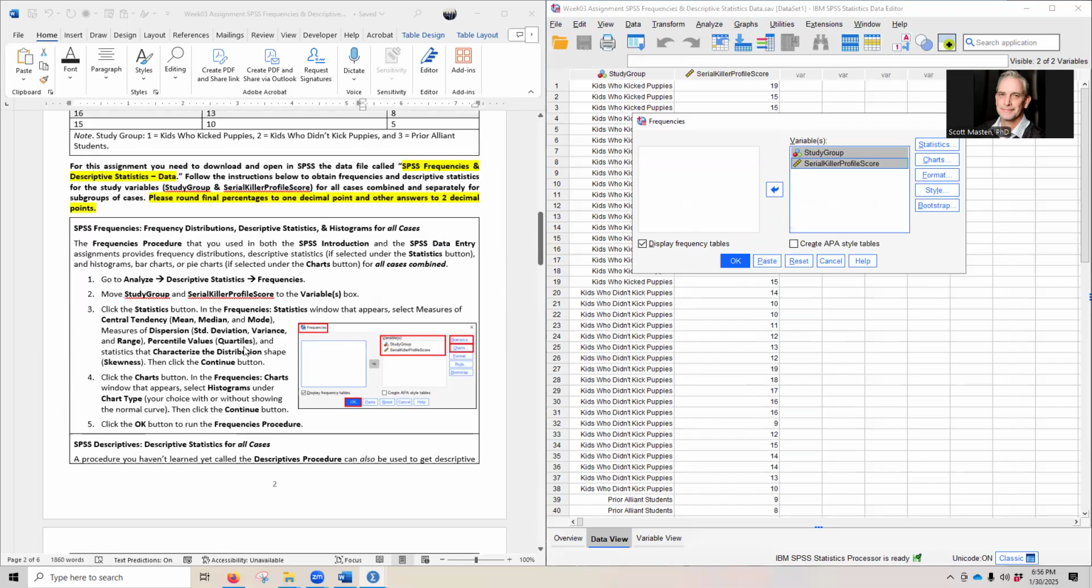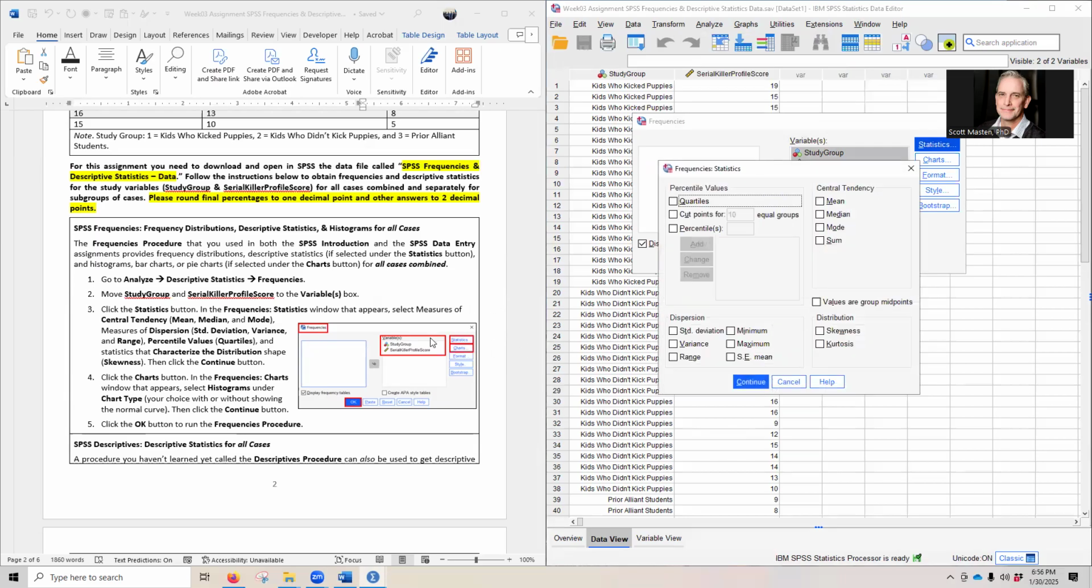And you can get all sorts of fancy stats in here. So I tell you to get some of those under Statistics. Go ahead and get the following: measures of central tendency, mean, median, and mode. Measures of dispersion over here: standard deviation, variance, and range. And I tell you to get percentile values, specifically the quartiles, which is this guy here. And what else we got? The shape, we need to get the skewness over here. So I'll get overall skewness and click OK.